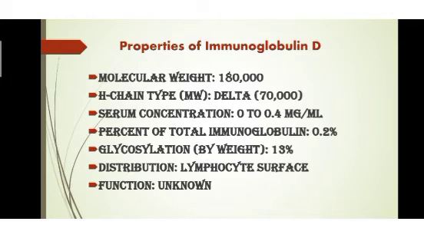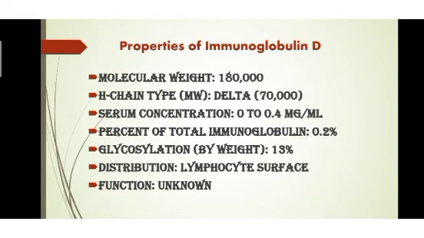And there are some properties of immunoglobulin D. The molecular weight is about 180 kilodalton, the heavy chain type is delta, and the molecular weight of the heavy chain is about 70 kilodalton. Serum concentration is approximately 0 to 0.4 mg per ml, and the percentage of total immunoglobulin is about 0.2%. Glycosylation by weight is approximately 13%, and the distribution is on the lymphocyte surface. The function of immunoglobulin D is still unknown.